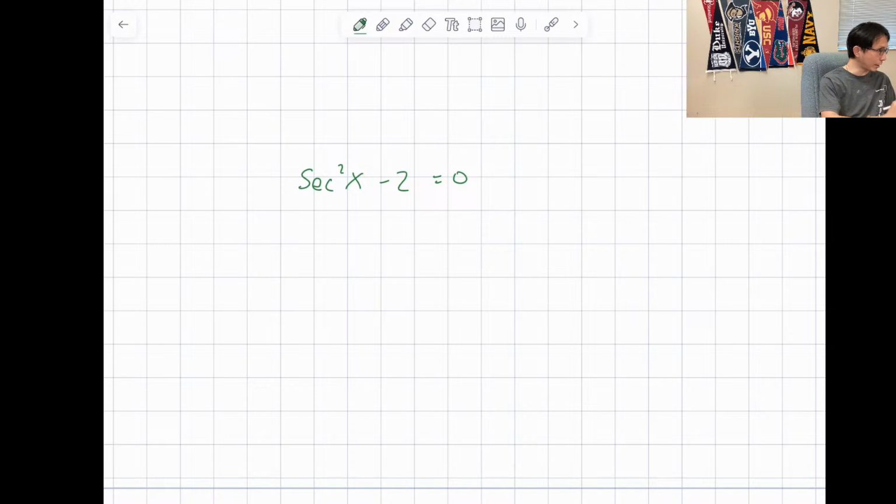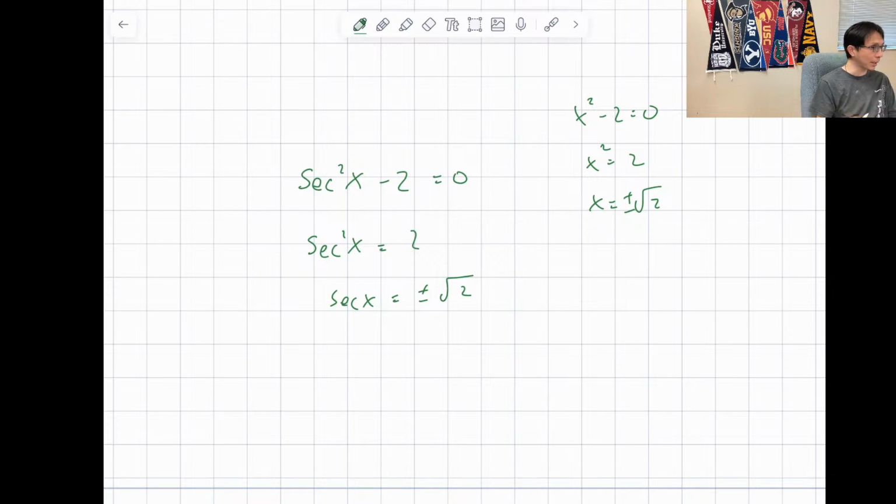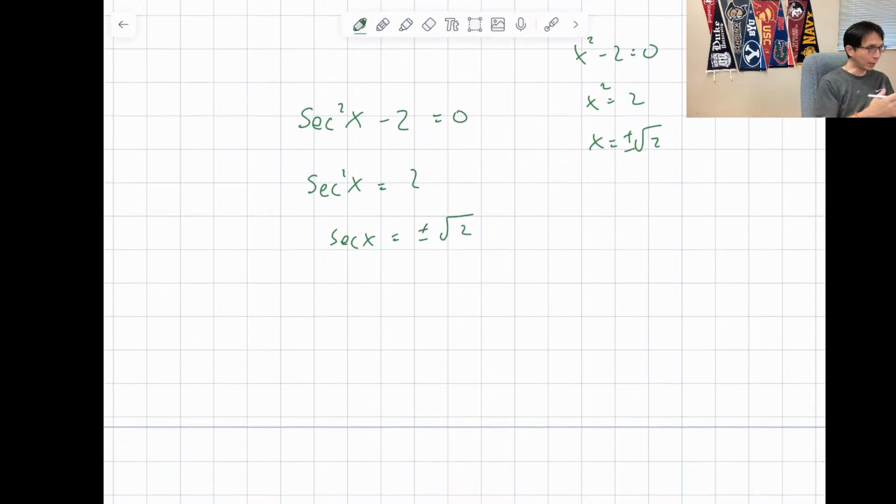Is that okay? So the slow way is just like solving x squared minus 2 equal to 0. Just solve for x squared equal to 2. X is equal to plus minus square root 2, right? So the same thing: secant of x equal to plus minus square root 2. Make sure you have plus minus. So this is the way I approach it, but I'm going to show you Kaden's way in a second.